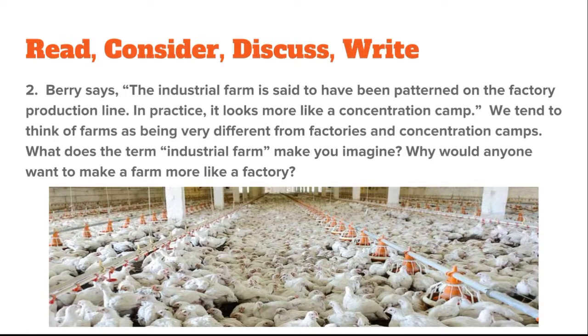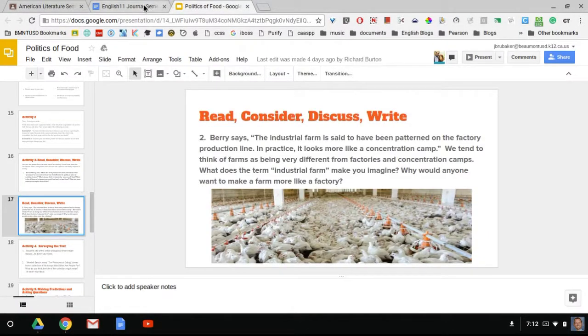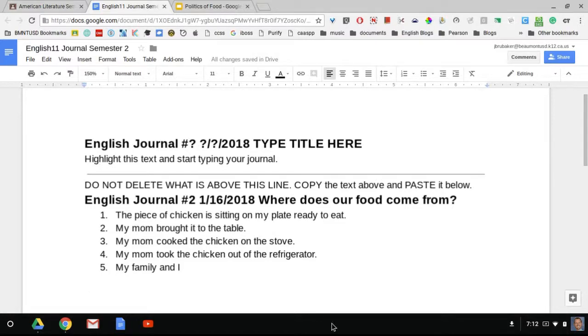And here he's referring to the concentration camps that the Jews would be kept in during World War II. So we tend to think of farms as being very different from factories and concentration camps. What does the term industrial farm make you imagine? Why would anyone want to make a farm look more like a factory? So, in your English journal, I want you to write about that topic. Why would he say that modern farms?